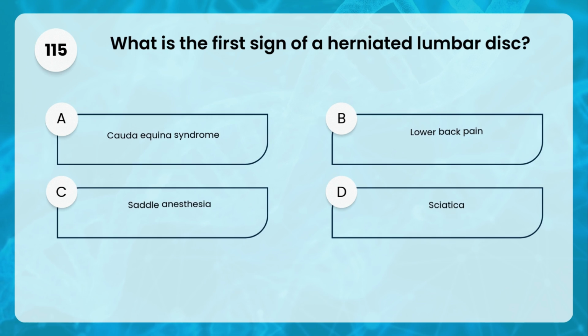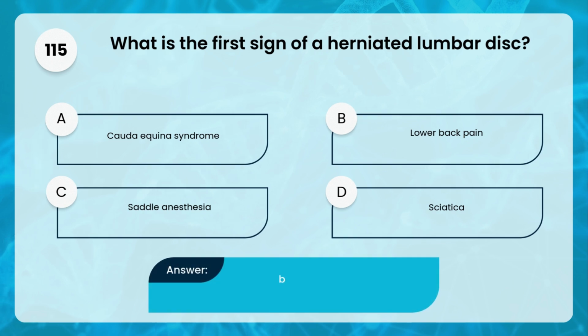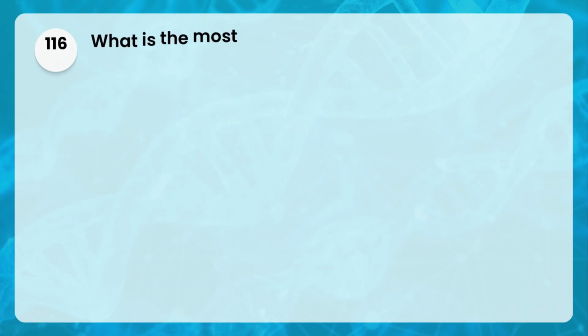Number 115. What is the first sign of a herniated lumbar disc? A. Cauda equina syndrome. B. Lower back pain. C. Saddle anesthesia. D. Sciatica. The answer is B. Lower back pain.